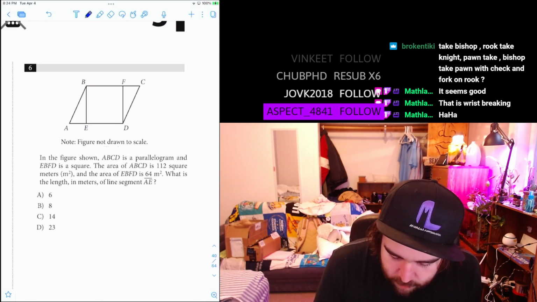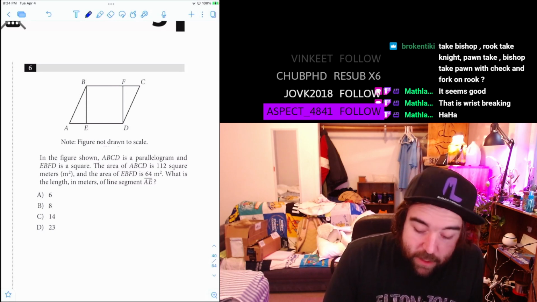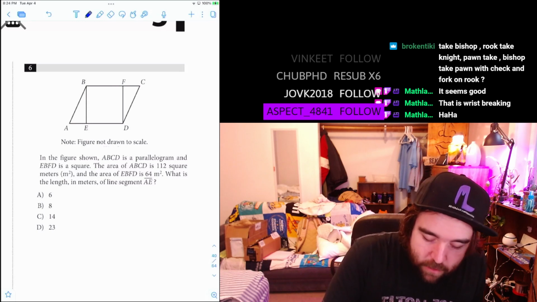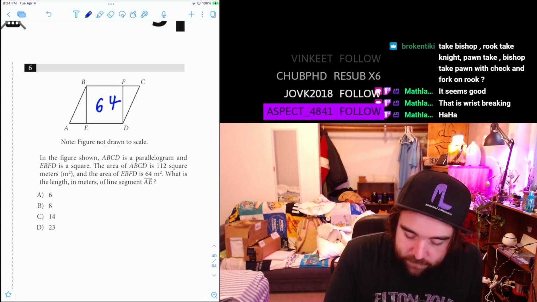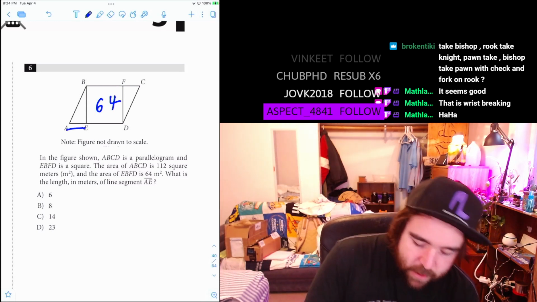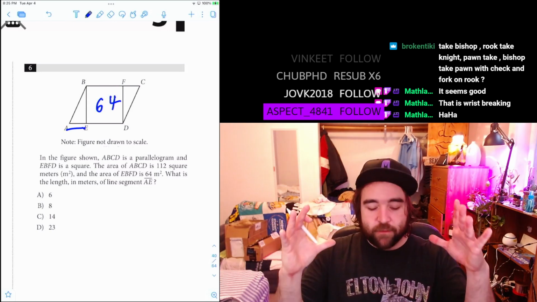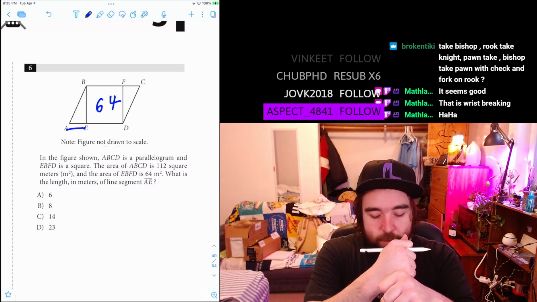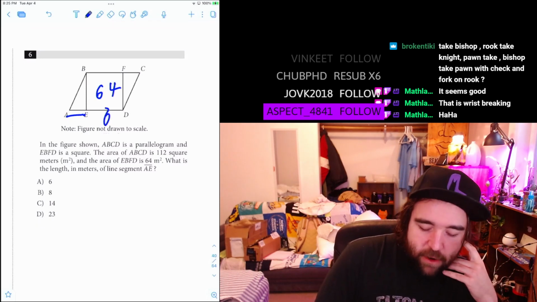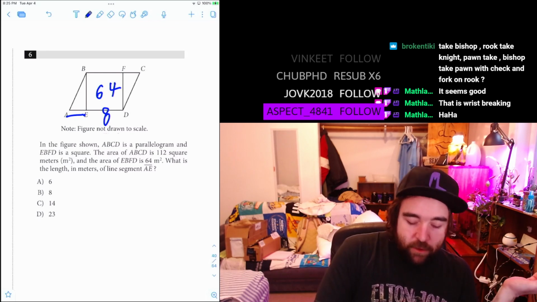In the figure shown below, a parallelogram, you've got the square, you've got the area of the parallelogram, and you've got the area of the square. So that's 64, the whole thing is 112. And then they want to know what AE is. So the whole area is 112, and we've got the inside square. Actually, no, here's what we should be thinking about. If the area of the square is 64, we know that little section is 8. And then we also know that this is 8.